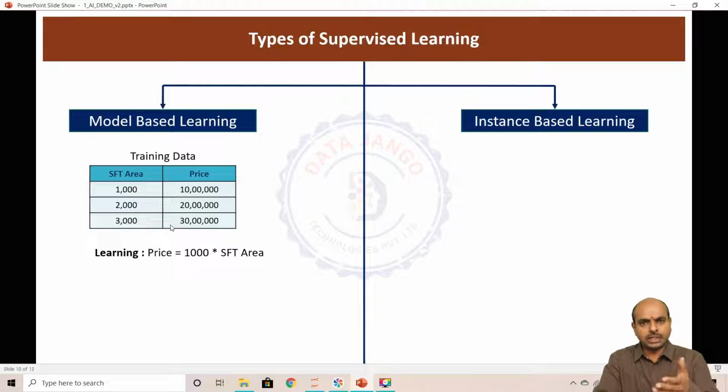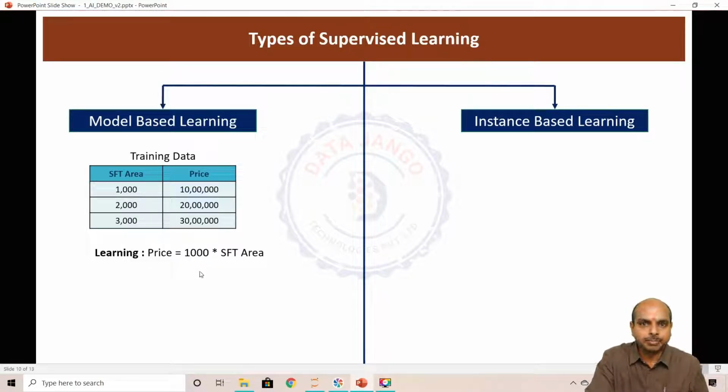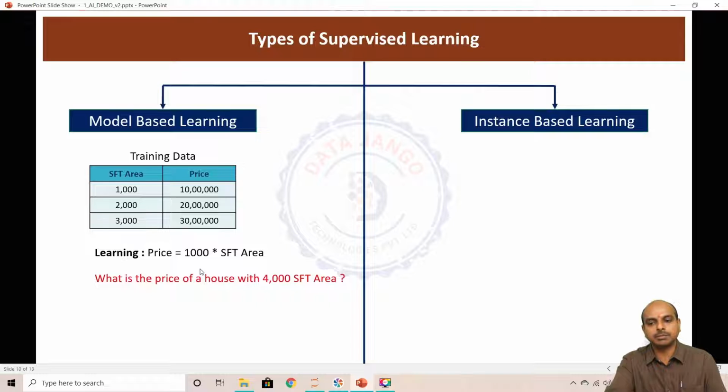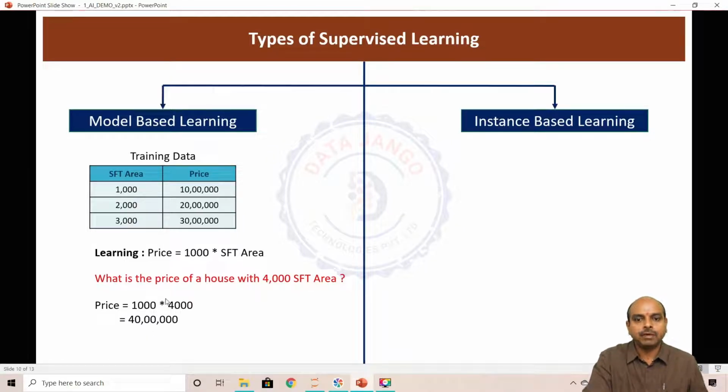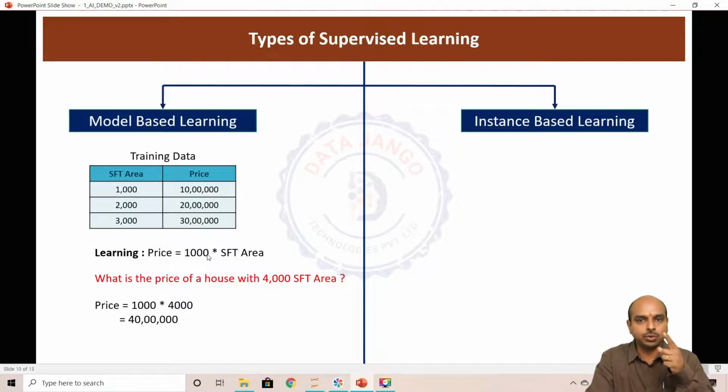The data set is so clear and straightforward here, but in real time you will not have such clear data sets. So the bottom line is that the algorithm understood the pattern. What is the pattern? It should multiply 1,000 with SFT to generate price. If a new house comes in with 4,000 SFT, the algorithm substitutes this 4,000 into the equation and predicts the price as 4 million. When you pass 3 records or 3 million records or 3 billion records, the model-based learning algorithm generates only one equation. So while training it may be difficult, but while predicting it's going to be easy for the computer, the processor and the memory, because it is only one equation.